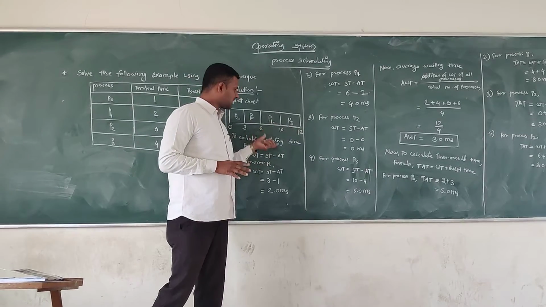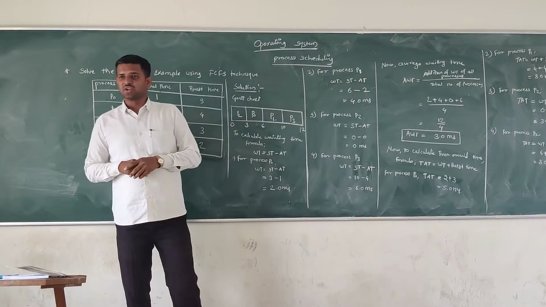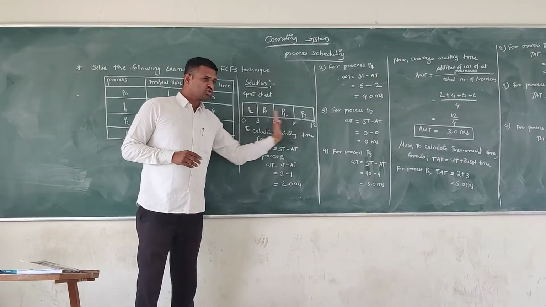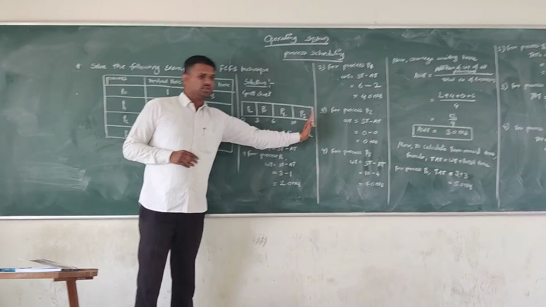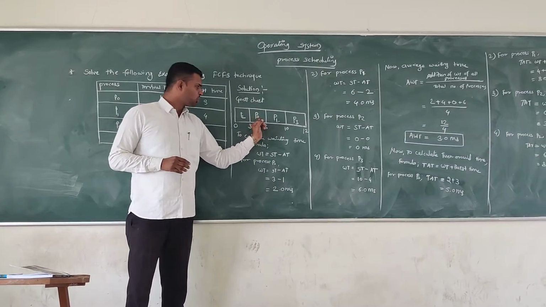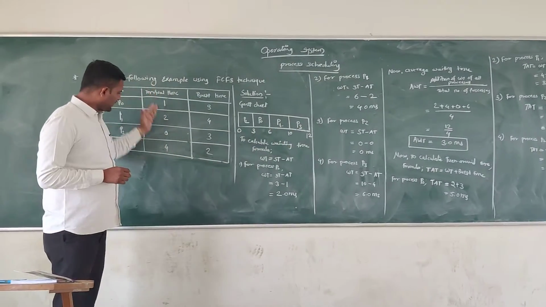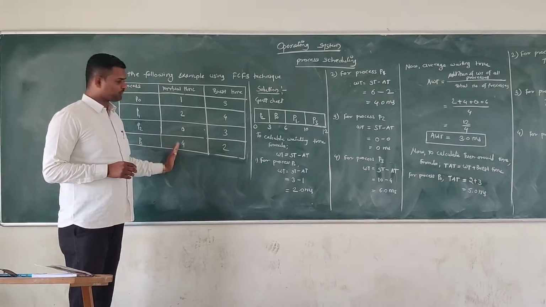This is the Gantt chart. This is the pictorial representation of the ready queue. Processes will be executed in that sequence: P2, P0, P1, and lastly P3. And processes are also coming in that sequence.